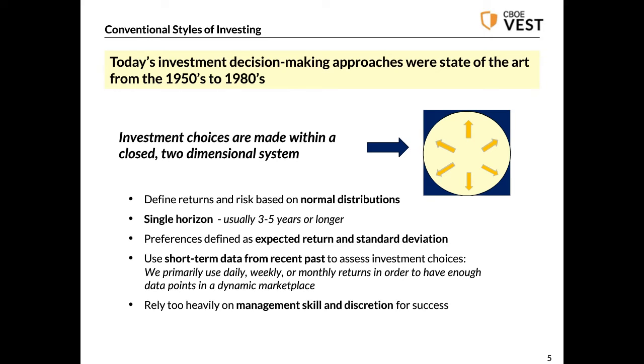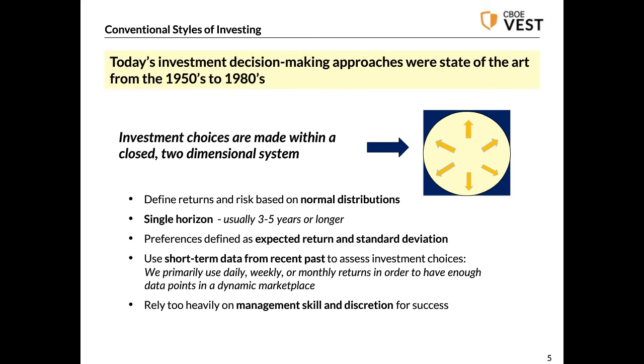We often look at the world and evaluate investments in a single horizon, like 3 or 5 years. We might have observations within that horizon that we look at in daily, weekly, or monthly returns, but those aren't our horizons. Our horizons often are longer. We just use short-term data because that's the easiest to access. So we rely a lot still on manager skill and discretion, and we use standard deviation as our main risk measure.